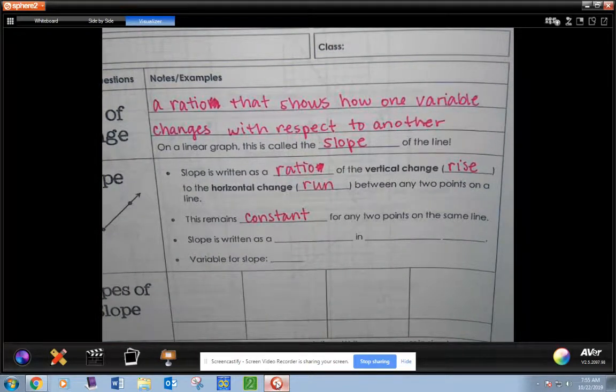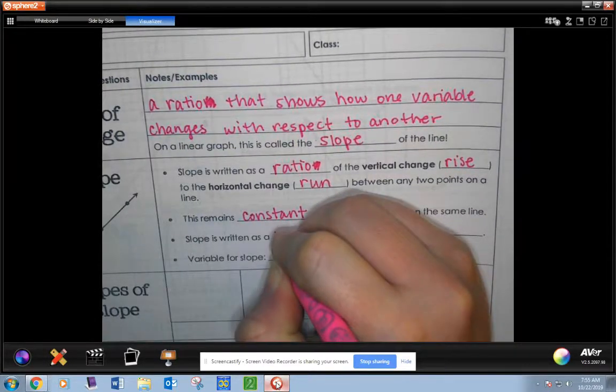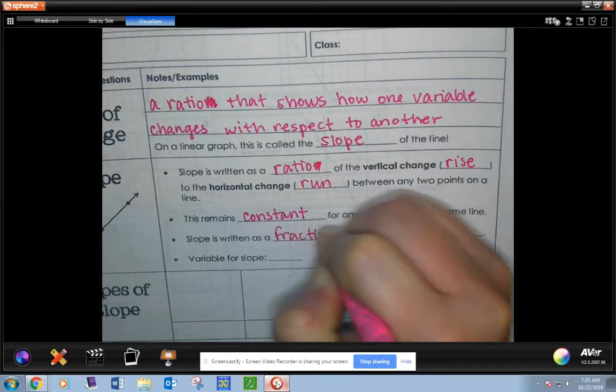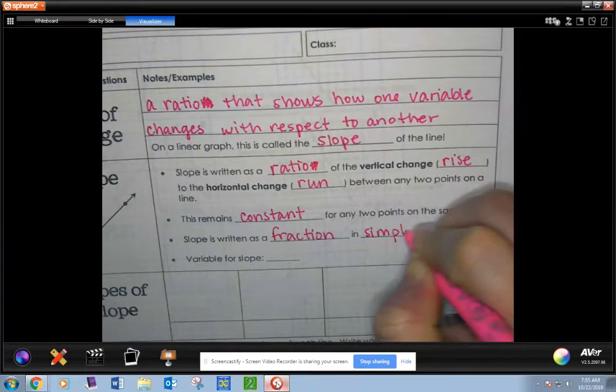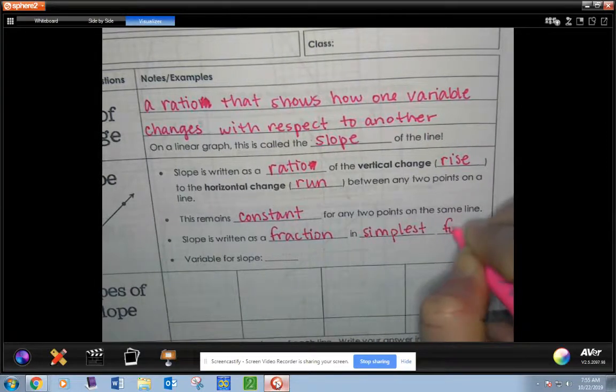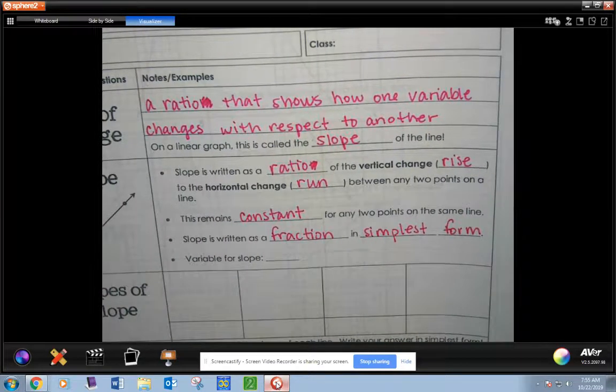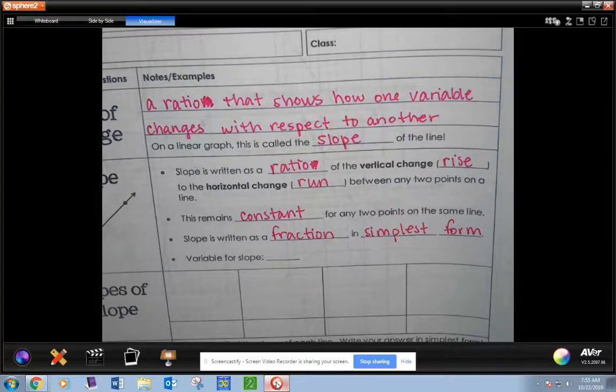Here's where most people get slope wrong. Slope is written as a fraction. That's not the part you get wrong. This is the part you get wrong. In simplest form. So in other words, don't forget to simplify. If you don't want to do the simplifying, the calculator will simplify it for you. Does anyone know what letter we use to represent slope? M.